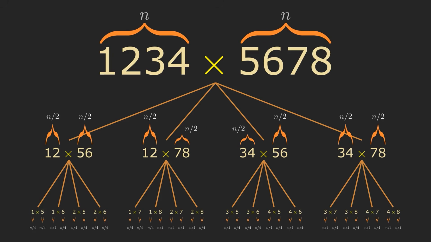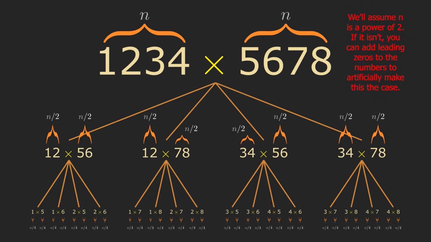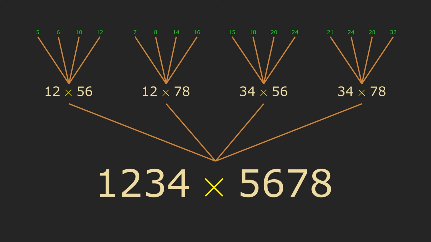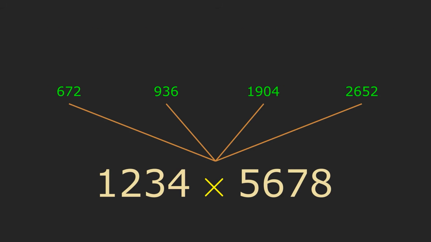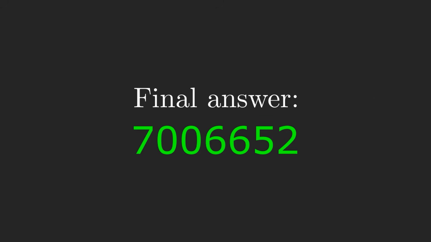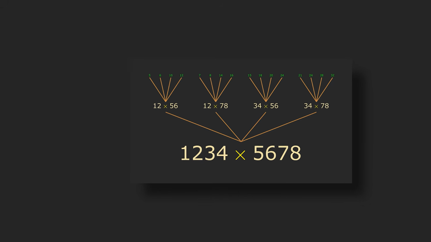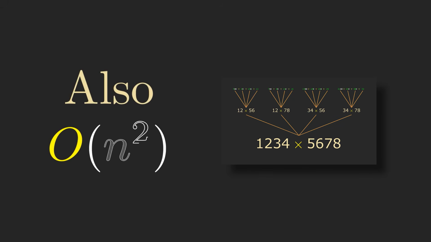In general, this works with n-digit numbers. Once all the subproblems are created, we can start evaluating them one level at a time, adding together the 4 recursive results from each step with the appropriate number of zeros appended to the ends. We keep doing that until we get a final answer. What stumped mathematicians at the time is that this recursive method isn't actually any better than the regular multiplication algorithm. It also has an O of n squared time complexity for n-digit numbers, and we'll see why a little later.